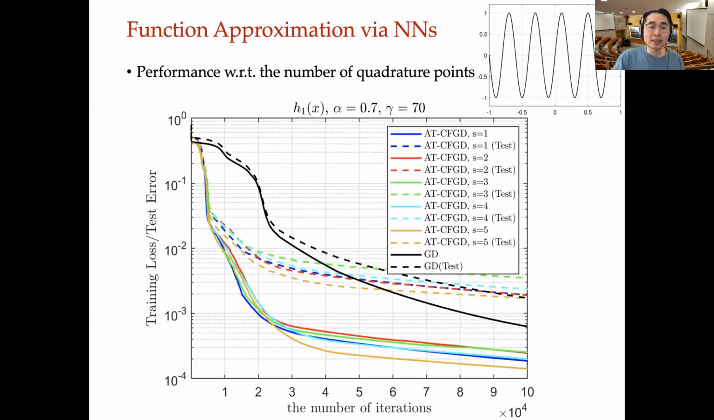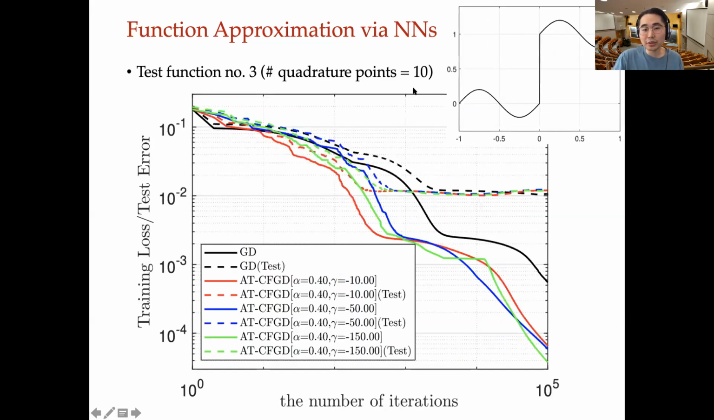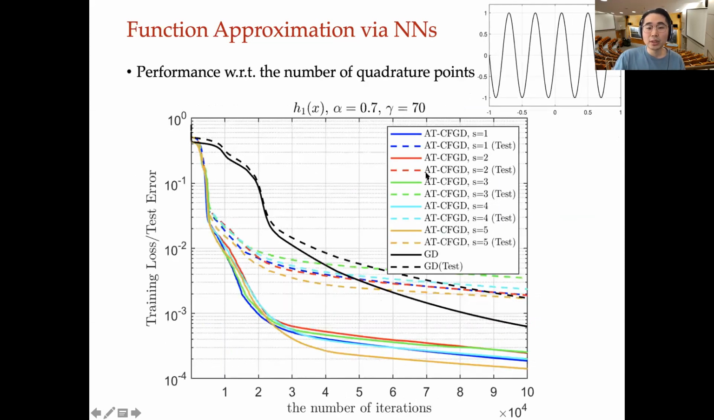Now let's investigate the performance with respect to the number of quadrature points. Previously I used 10 quadrature points, so to be fair, we are 10 times more expensive than gradient descent. Then what happens if we use fewer quadrature points? So here is the result. S is the number of quadrature points. In the paper we tested S equal to 1 through 10, but here I'm just showing 1 through 5. That's good enough.